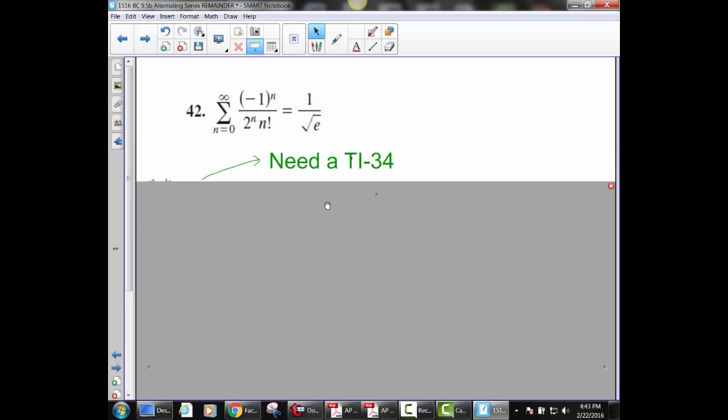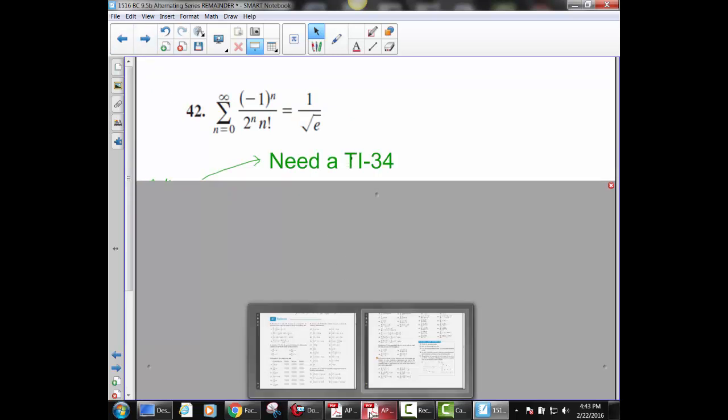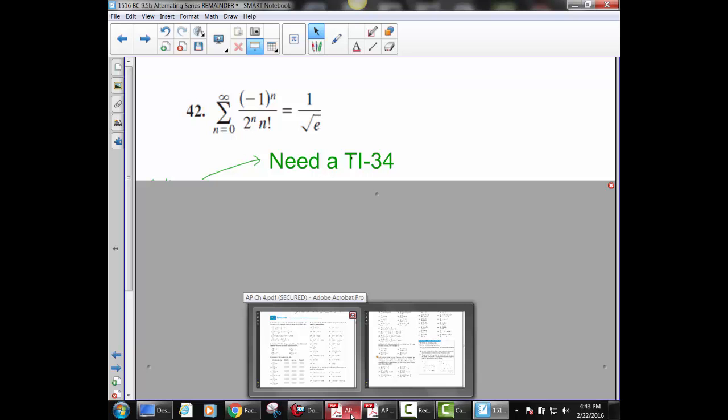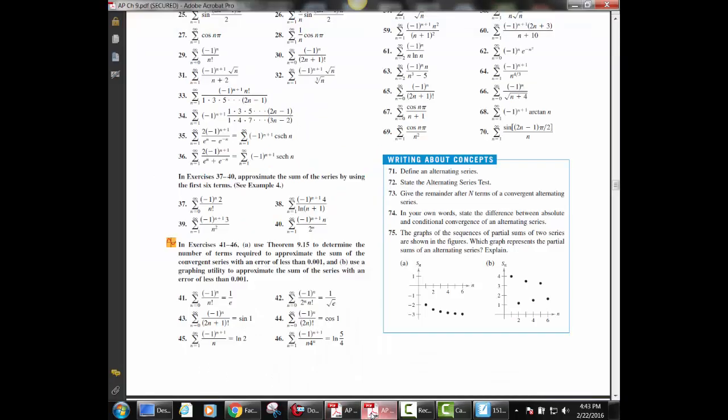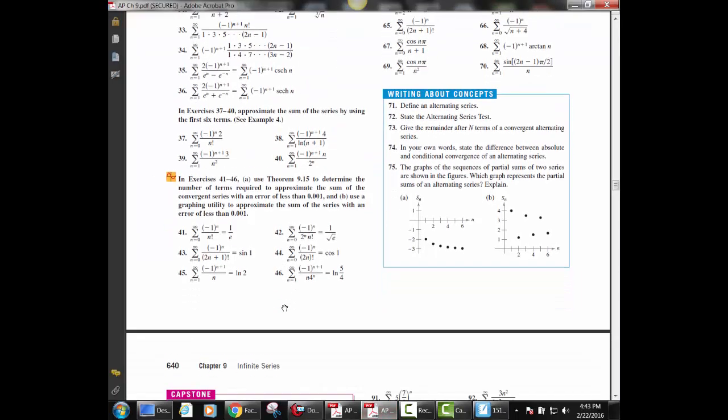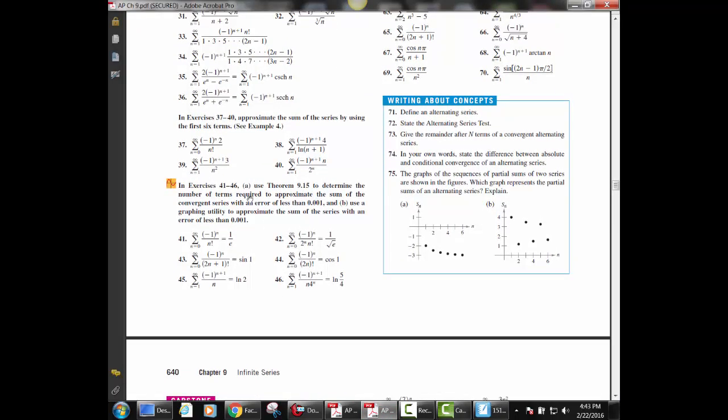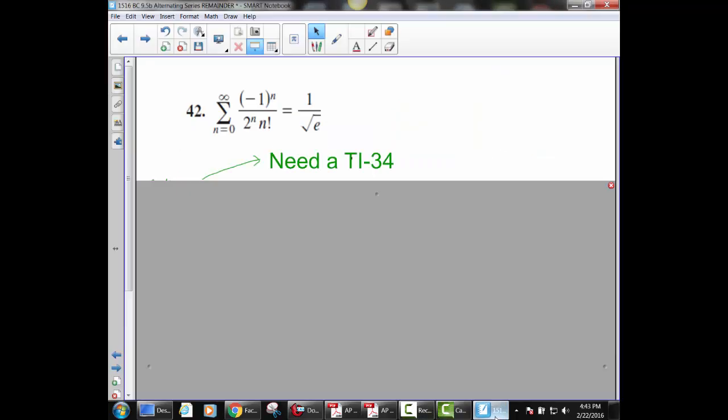Okay, so here's number 42. Let's look at that. Why are these both chapter 4? Did I not just open chapter 9? Isn't this it? Yeah. Okay, so we're looking at number 42. Use the theorem to determine the number of terms required to approximate the sum of the convergent series with an error of less than 0.001.